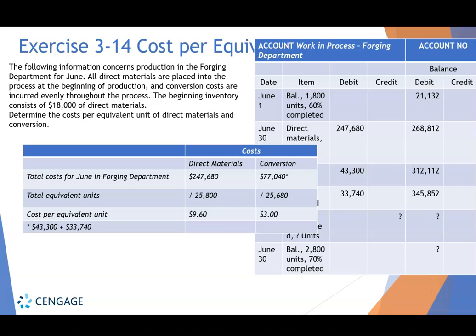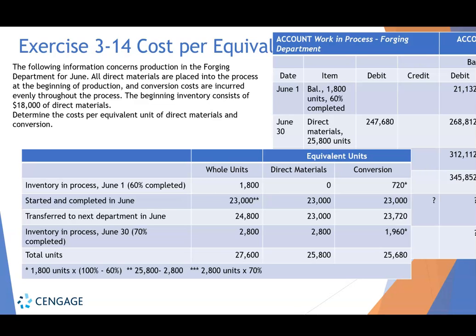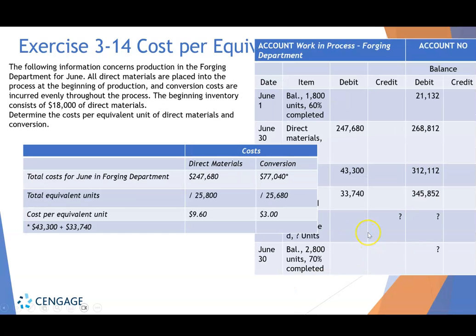Then we take our costs and we divide that by the equivalent units for direct materials and then the equivalent units for conversion from the previous slide, the 25,800 and the 25,680. We see here our direct materials. We see our conversion cost, which will be our direct labor and our manufacturing factory overhead. And that's how we calculate the cost per equivalent unit.